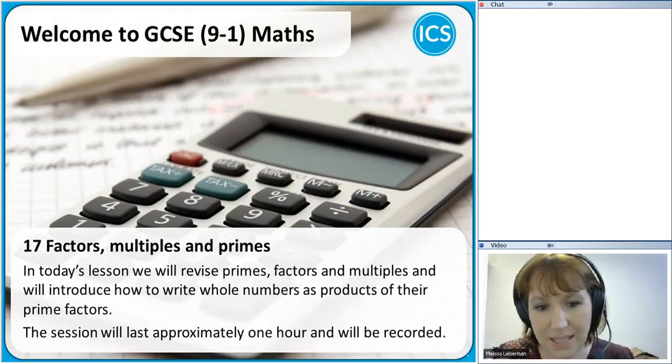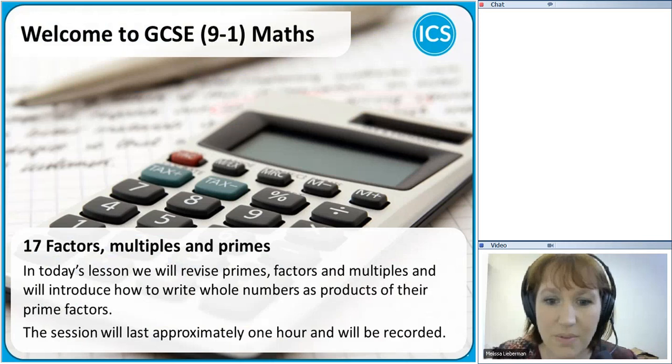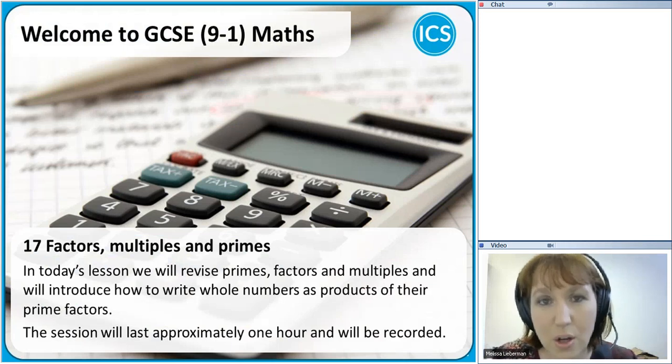So today we're going to revise prime factors and multiples. We'll just revise what those are, and we'll also extend on this to look at how to find the highest common factor and the lowest common multiple of bigger numbers using what we call prime factor decomposition, or products of prime factors. I'm probably saying a lot of words there that maybe you don't remember what they mean, but we'll cover it all in the lesson.